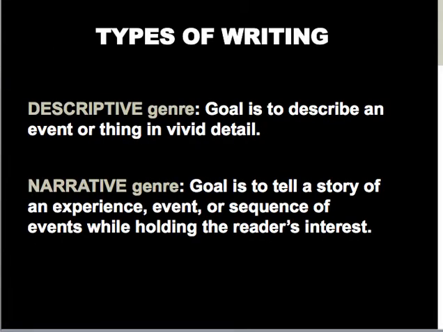To set a context, there are several types or styles of writing. A descriptive genre is used when the goal is to describe an event or activity in vivid detail, such as in fiction or nonfiction. But a narrative style is designed to tell a story of an experience or event while drawing the reader into the experience, as in a biography.